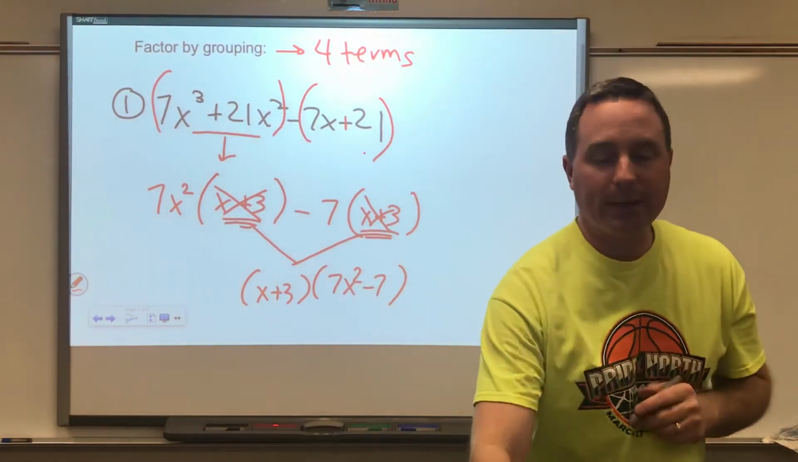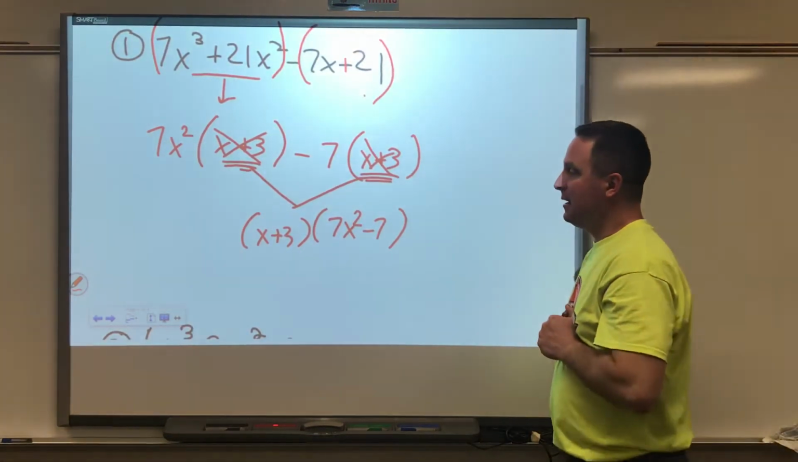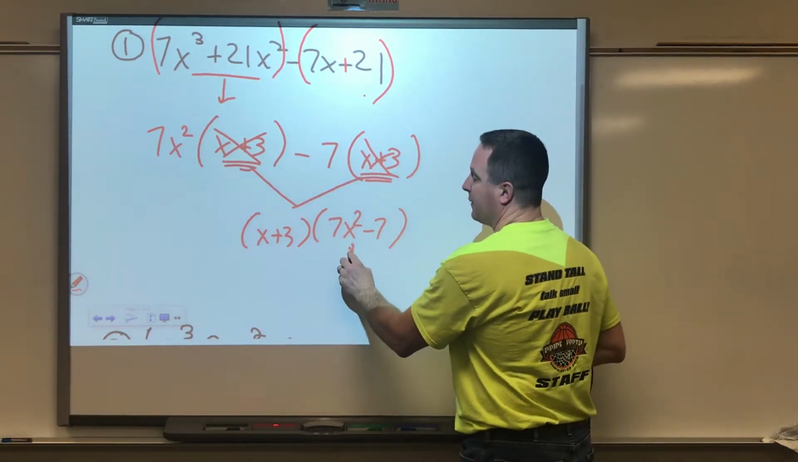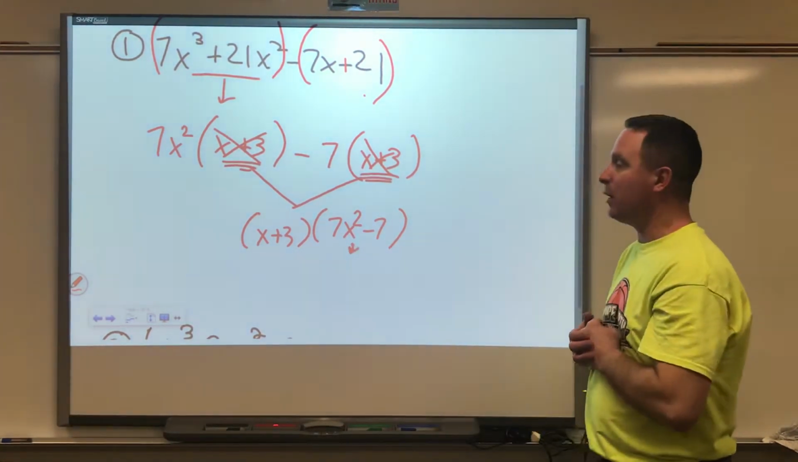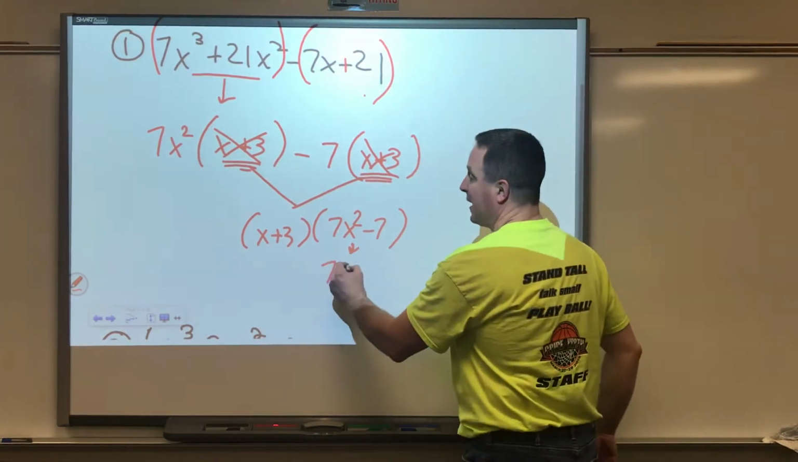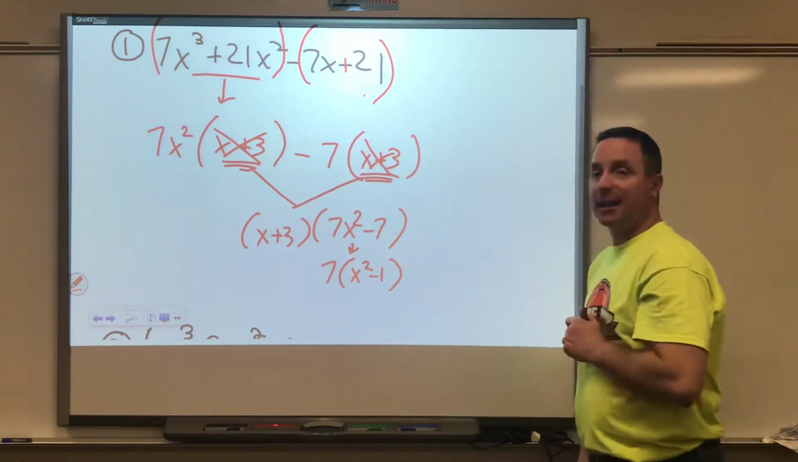Now the other day when we did grouping, we kind of stopped right there. Okay? But today with grouping, we always have to look at this leftover stuff and see if we can factor it just a tiny bit more. And here again, they also have a greatest common factor. I can take a 7 out of that. And when I take a 7 out of that, I get x squared minus 1.